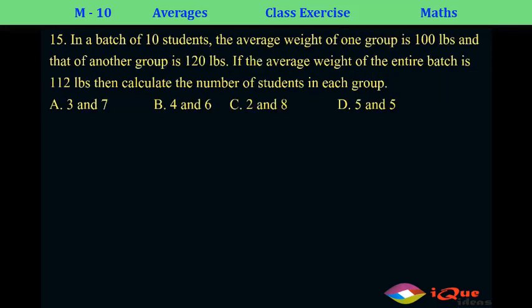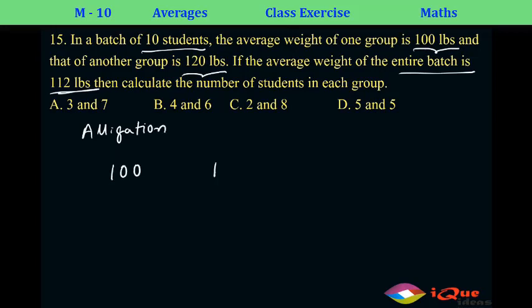Now this question says, in a batch of 10 students, the average weight of one group is 100 pounds and of another group is 120 pounds. LBS is the abbreviation for pounds. The average weight of the entire batch is 112 pounds. Still a question of allegation. Because here, see, allegation will be a useful method only when the two groups' averages are given and their combined overall average is given, right?